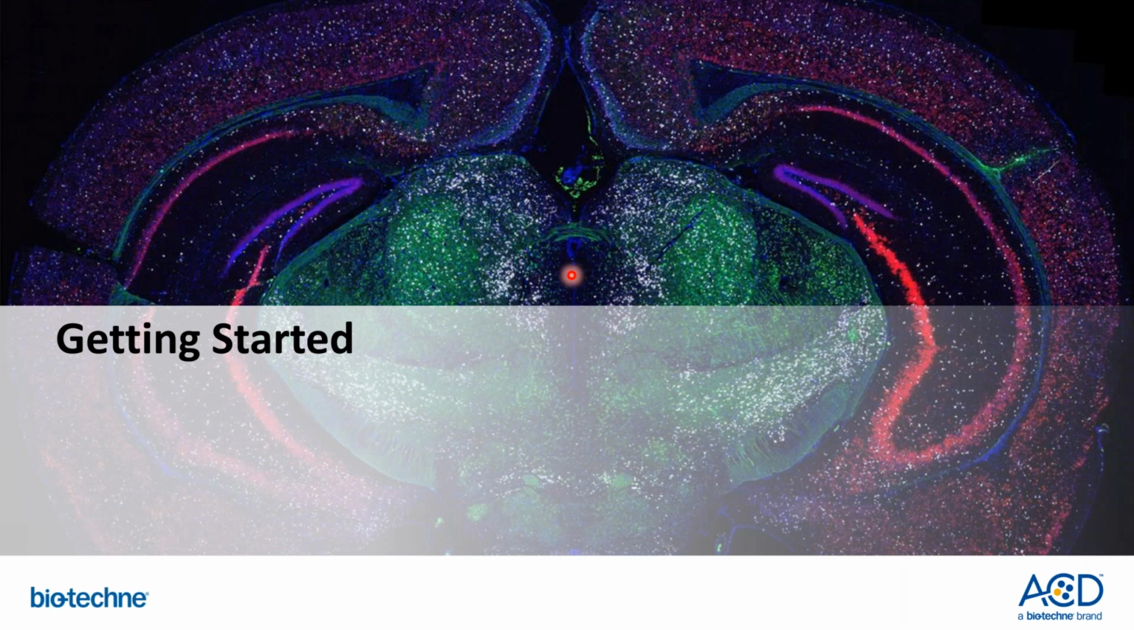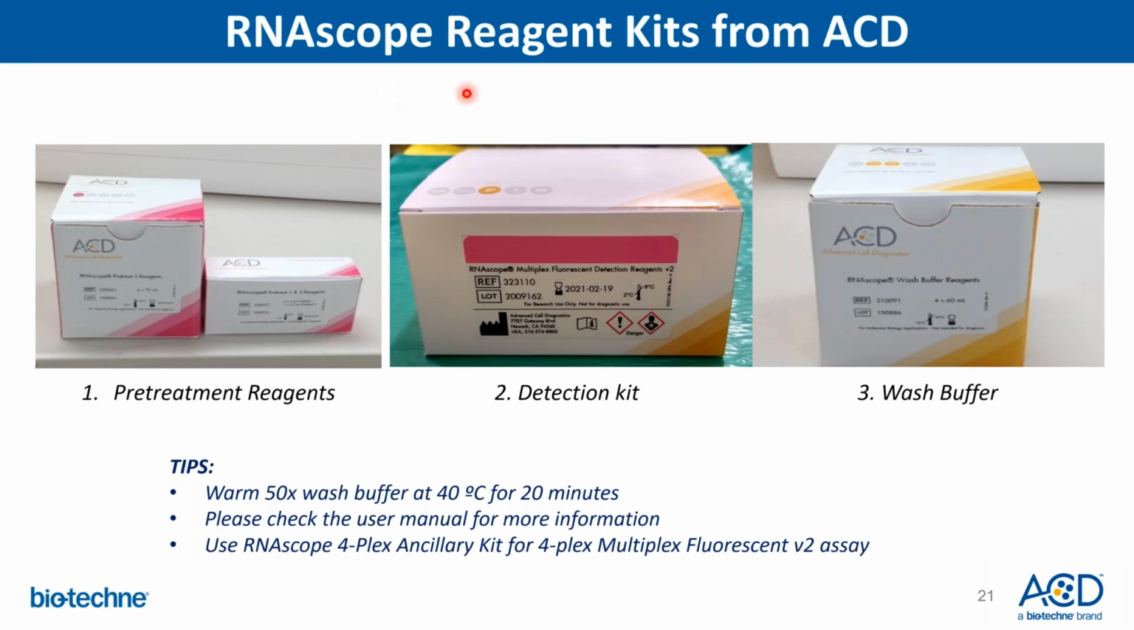Now we'll look at some tips or guidance on how you can get started. First and foremost, you will need the reagent kits from ACD. So you will need the pretreatment reagents, which include target retrieval, H2O2, and protease for the pretreatment steps. Then you would need the detection kit, which is important for the detection part of the assay. And then finally, you would need wash buffer for the washing steps.